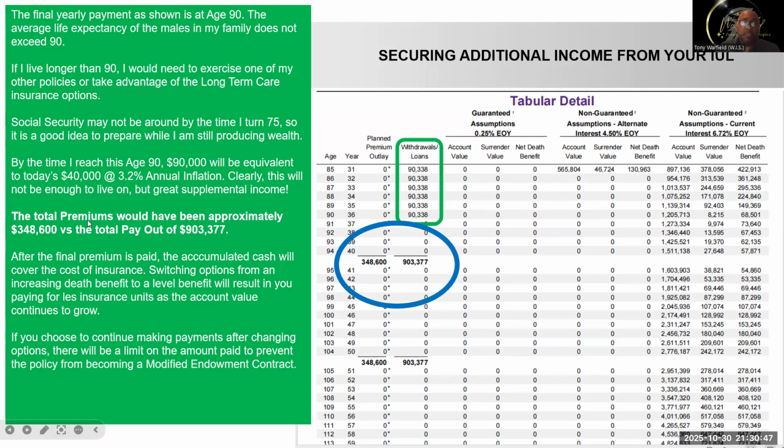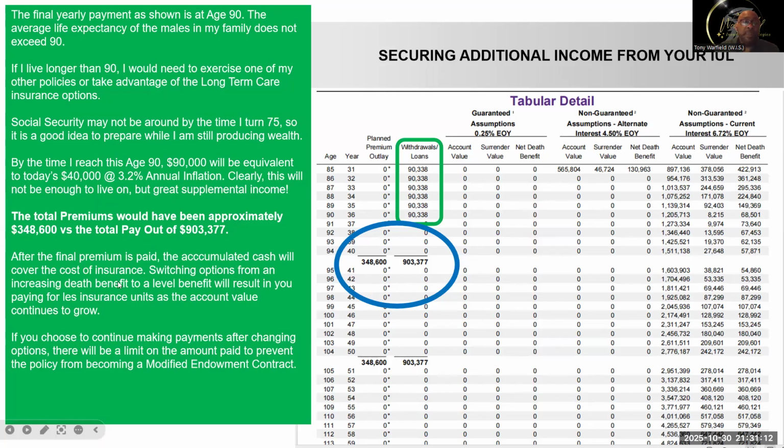The total premiums would have been approximately $348,600 versus the total payout from my life insurance policy of $900,000. So I paid 3.5, but I got back 900,000 back. That's not bad. So after the final premium is paid, the accumulated cash will cover the cost of insurance.